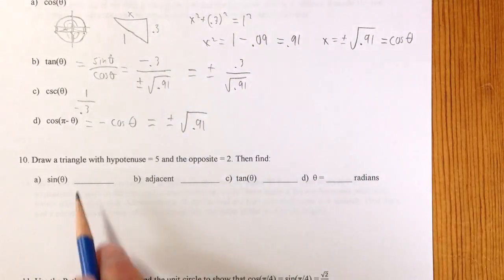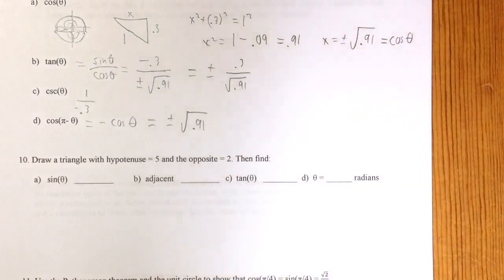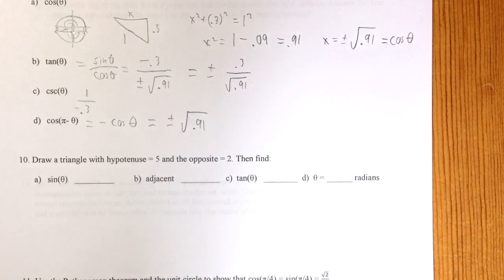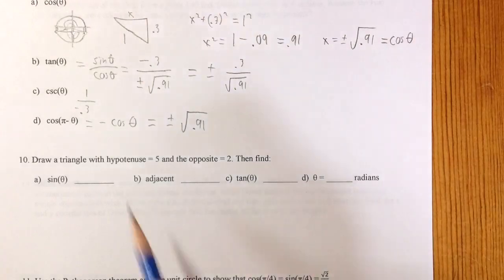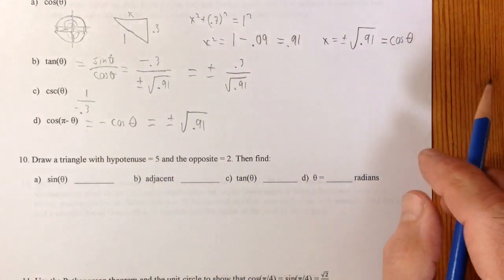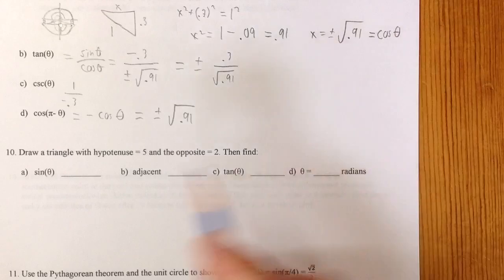Okay, now moving on to this one. And I want to check on that really quick because it's bugging me. Let's see. So cosine of pi minus theta is negative cosine theta. Yep, I got it right. That's right. Okay.